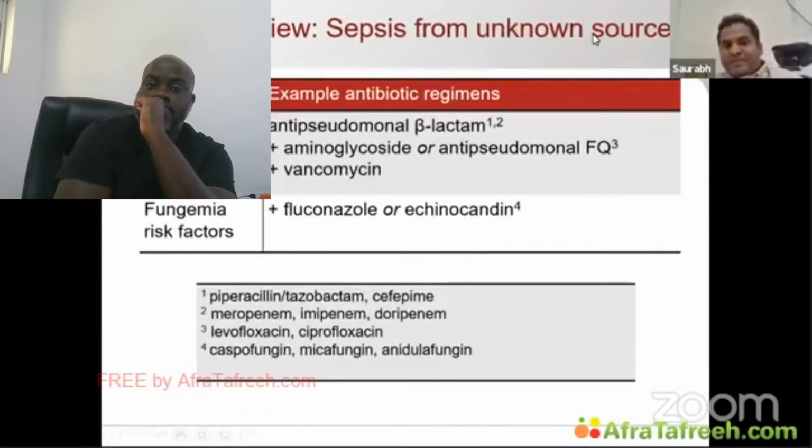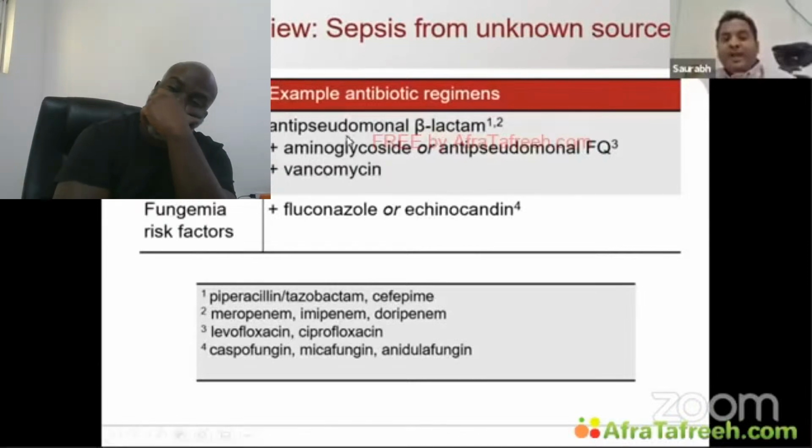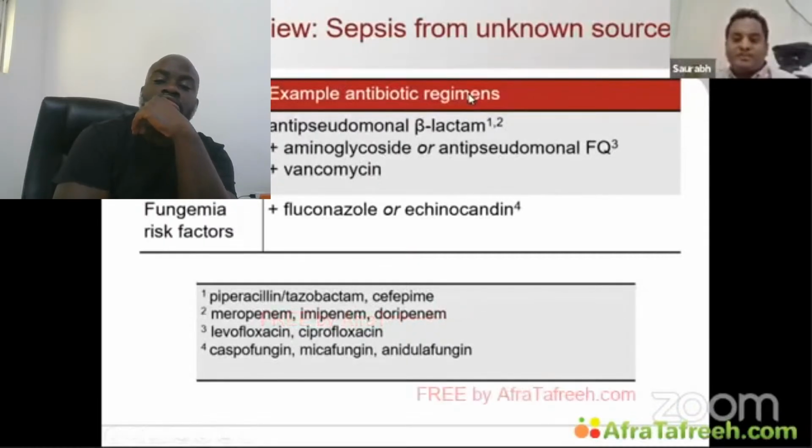And this is a common scenario if you have a patient where there is sepsis but you are not able to ascertain the source of sepsis. So you need to give them anti-pseudomonal beta-lactam such as piperacillin tazobactam along with an aminoglycoside or an anti-pseudomonal fluoroquinolone with vancomycin. So this 3-drug regimen is for initial only, and as you get the diagnosis or source of sepsis, you need to de-escalate.